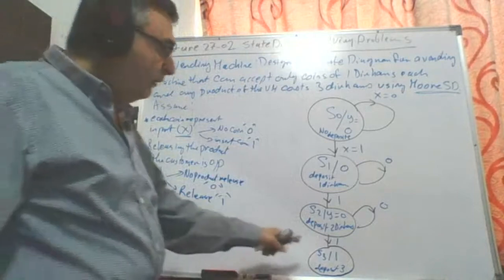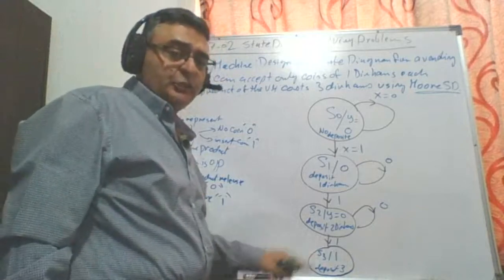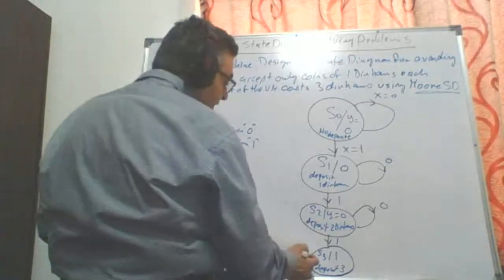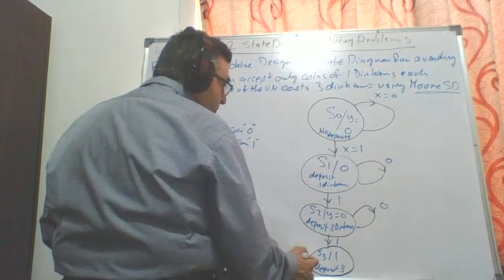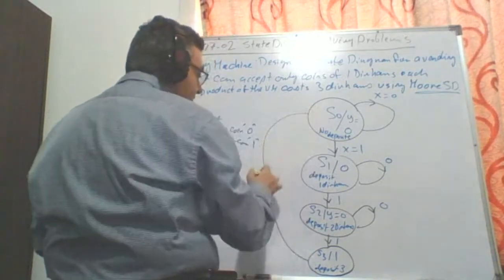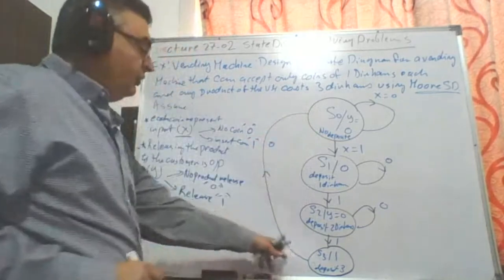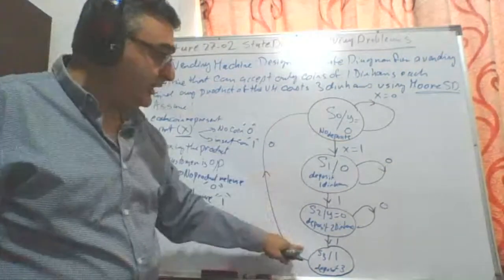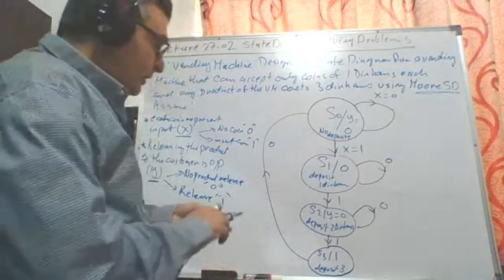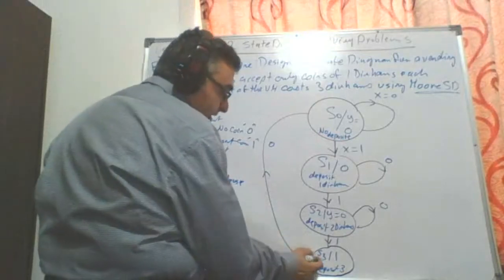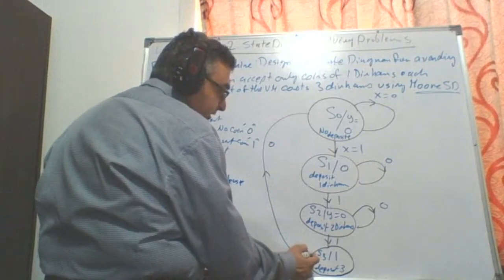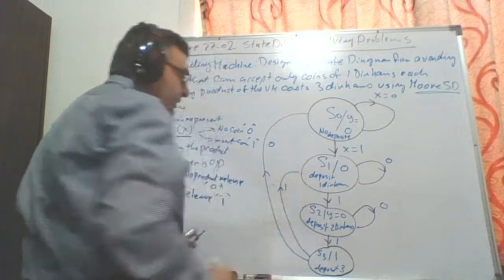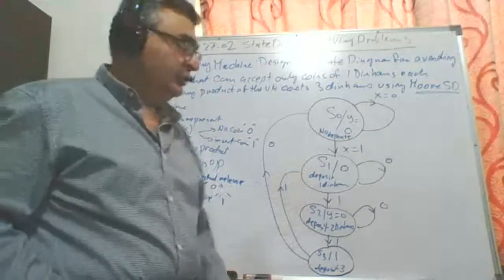Now, after state S3, what shall you do? If you didn't insert any more coins, the machine will automatically go to state S0. So if no coins are inserted, you go back to no deposit. If you are in S3 and you insert 1 more coin, that means after S3, if X equals 1, where shall you go? You have to go to state S1. That means right now the deposit is back to 1 dirham.